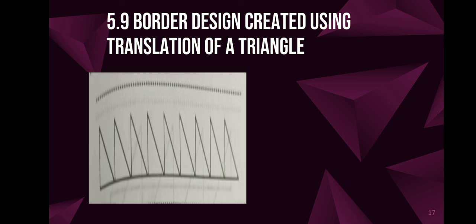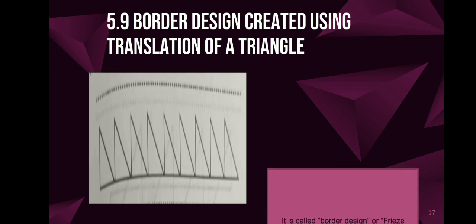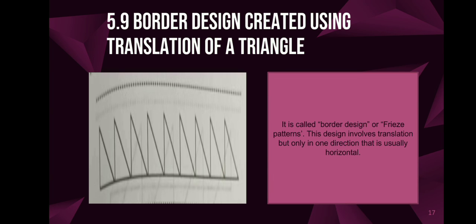The next designs are one-directional designs, also called border designs or frieze patterns. This design involves translation but only in one direction, that is usually horizontal. The figure below illustrates a simple border design using a right triangle as the basic design.